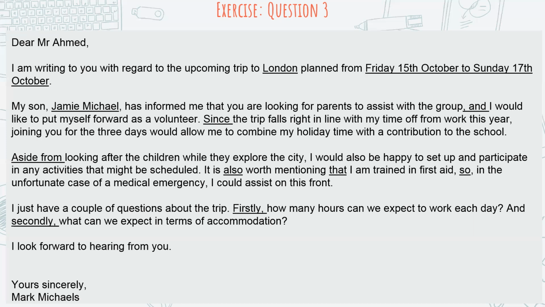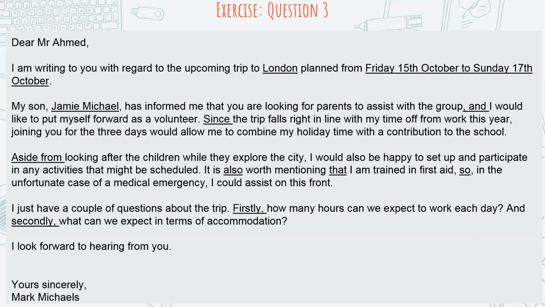Aside from looking after the children while they explore the city, this is something that I will be doing. I would also be happy to set up and participate in any activities that might be scheduled. It's also worth mentioning that I am trained in first aid. So in the unfortunate case of a medical emergency, I could, not I can, I could assist on this front. I could assist in this matter, okay?